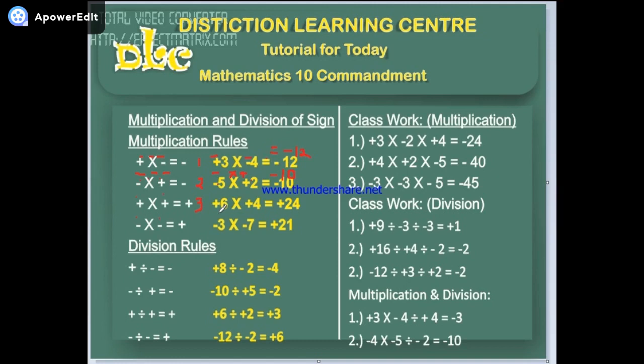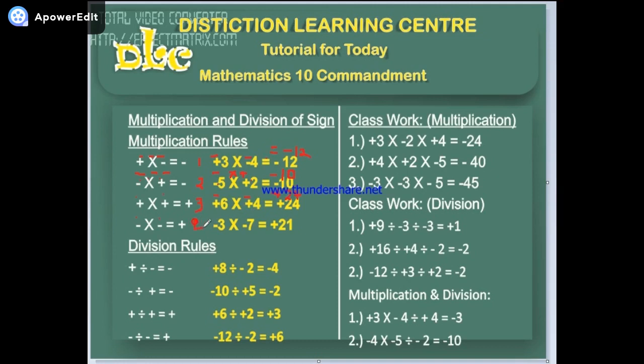And the third example is plus 6 times plus 4. So what are we going to do there? We just say plus times plus will give us what? Plus. And 6 times 4 will give us 24. So definitely our answer will be plus 24.